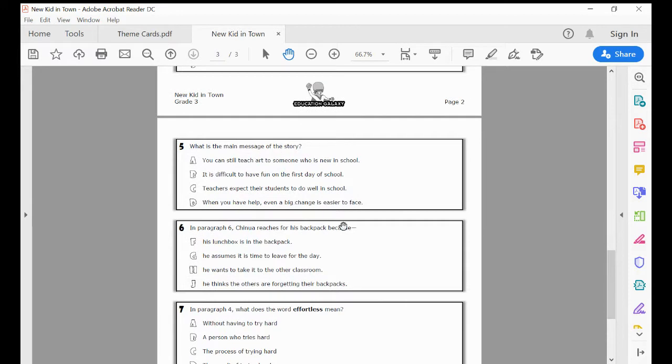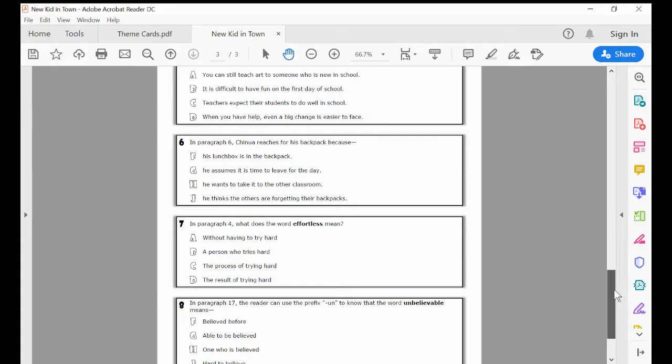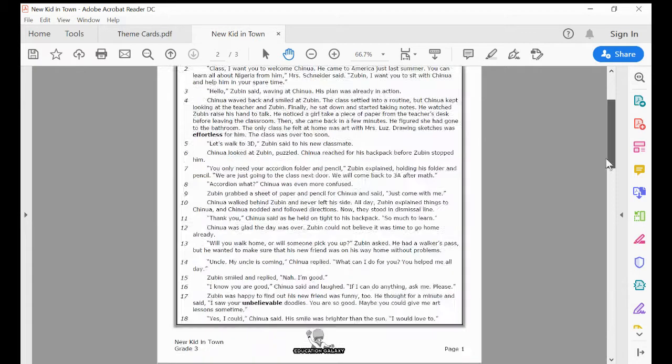Main message of the story. What can we learn from the story? Paragraph 6, Chinua reaches for his backpack because, so cause and effect, why is he reaching for his backpack? 7, in paragraph 4, what does the word effortless mean? So looking at that suffix less, what does that mean for effort? And then 8, in paragraph 17, the reader can use the prefix un to know that the word unbelievable means. So if you're saying something is unbelievable, what does that mean?